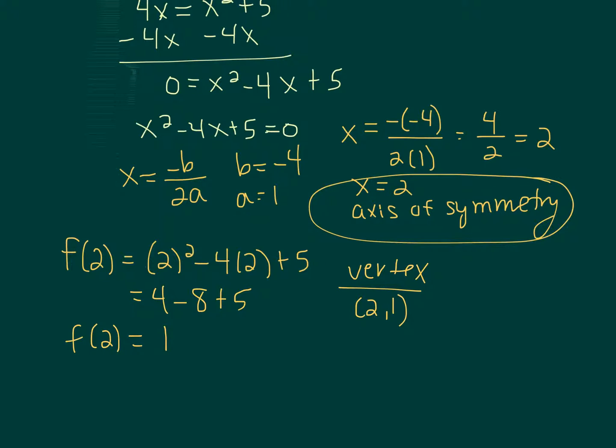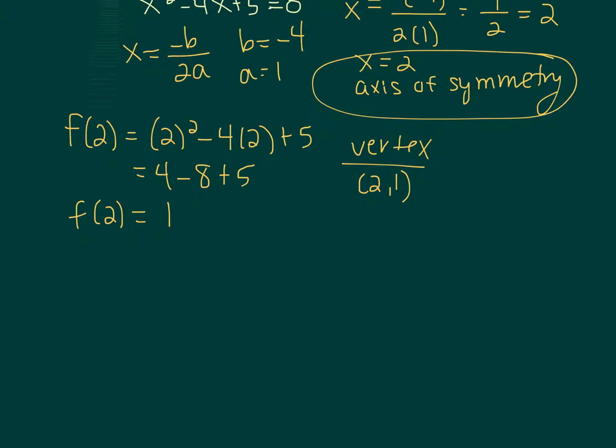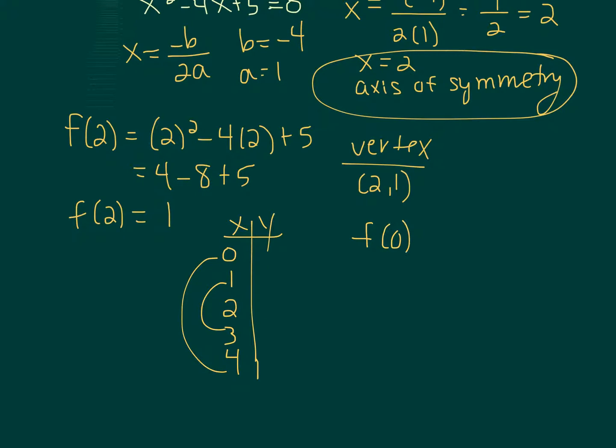And now we need to find some other points. Since that's our vertex, we're going to go 2 above, 2 below. So 0, 1, 2, 3, 4. Remember, these should be twin points. So let's do the bottom two, 0 and 1. Those are easier. So f of 0 is easy because remember that's the y-intercept, so that's just our c in this equation, which is 5. So that means f of 4 is 5, and f of 2 is 1.